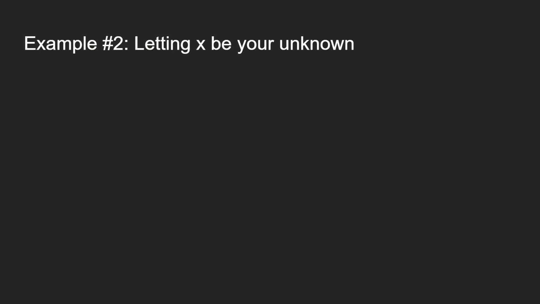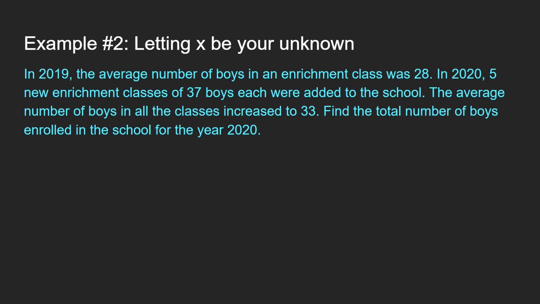Next, sometimes in more tricky questions that require more advanced knowledge on other topics, you can also use algebra to aid you in your understanding and solving of the question. Let's say in 2019, the average number of boys in an enrichment class was 28. In 2020, 5 new enrichment classes of 37 boys each were added to the school. The average number of boys in all the classes increased to 33. Find the total number of boys enrolled in the school for the year 2020.